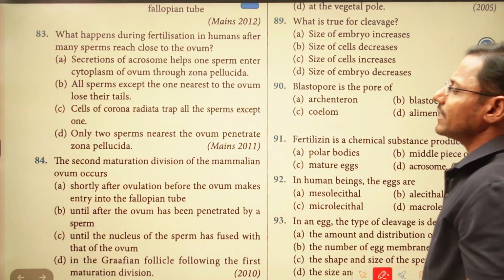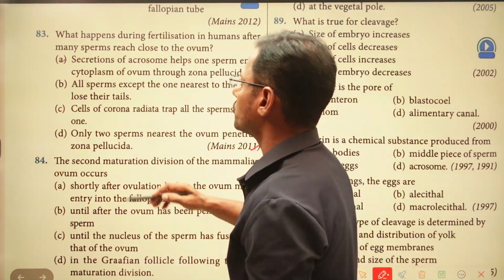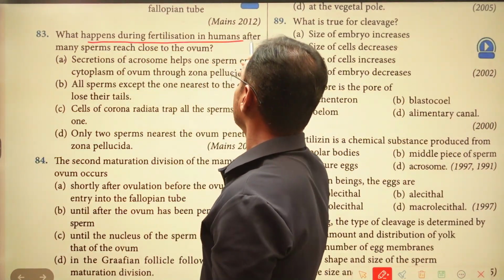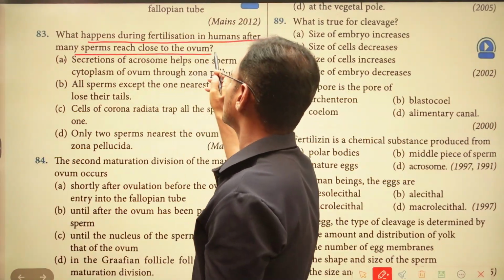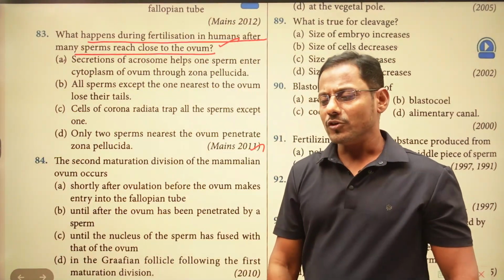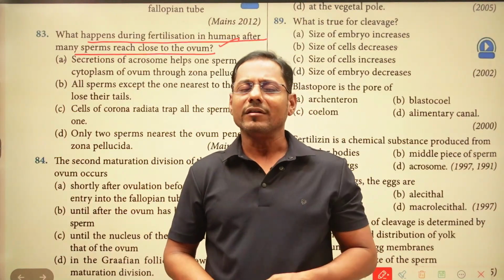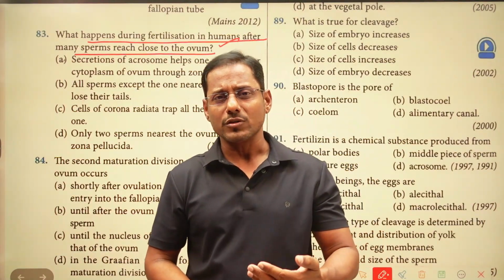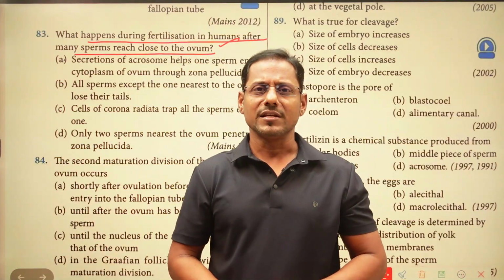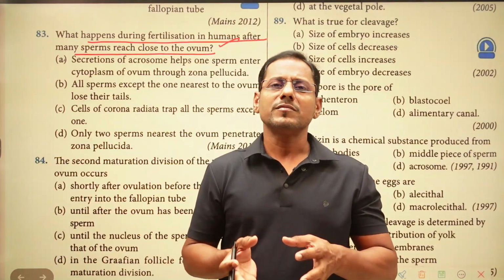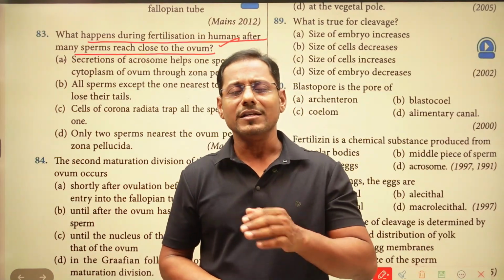Let us see the next one, the 2011 question. What happens during the fertilization of the human after many sperms reach close to the ovum? Generally, many millions of sperms are released in the female genital tract, and that process we call insemination. So many sperms try to reach the ovum to fertilize it.